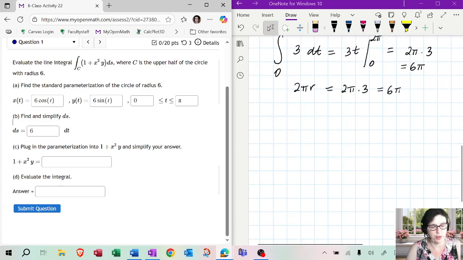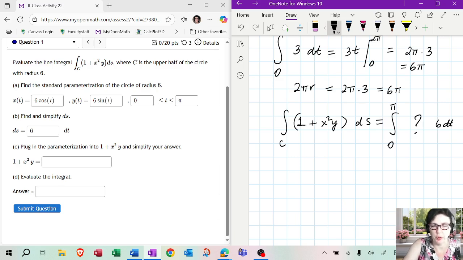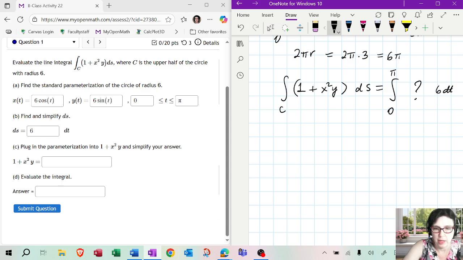So what's going on with plugging in the parameterization? Here we're not integrating 1. We're integrating 1 plus x squared y, right? And we just found that, with the parameterization, ds is 6 dt. But what about here? What's going to be our integrand? Because again, this is not arc length. We're integrating some function. So what you do there is plug in your parameterization.